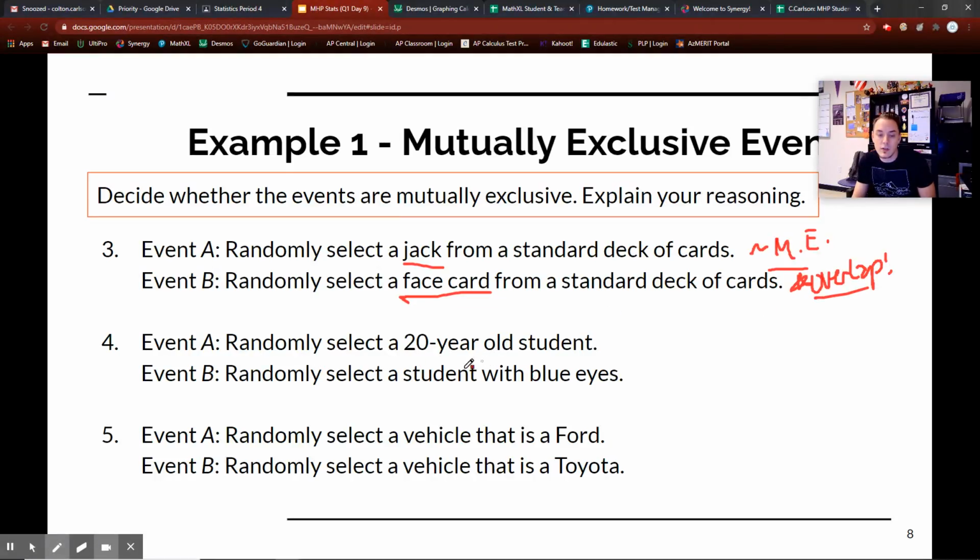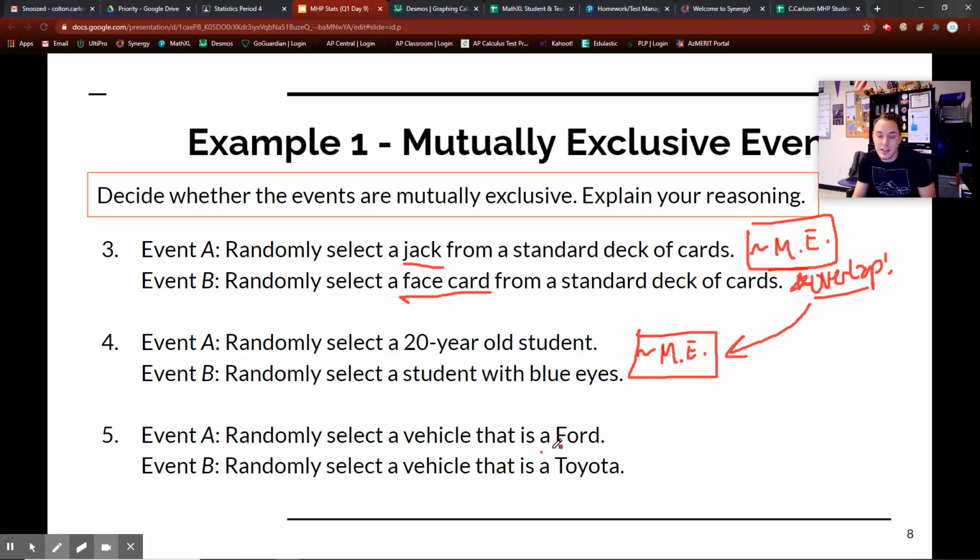Randomly select a 20-year-old student, randomly select a student with blue eyes. Again, you can have a student with blue eyes and a student who's 20 years old. Clearly, you can have a 20-year-old student with blue eyes. So that means you have not mutually exclusive. Again, there is an overlap.